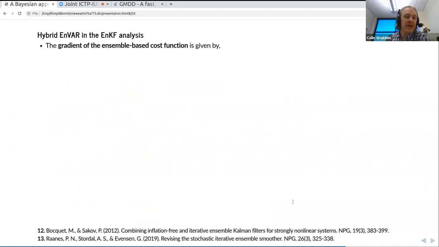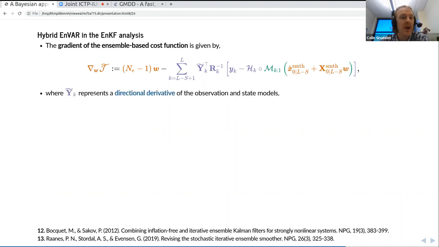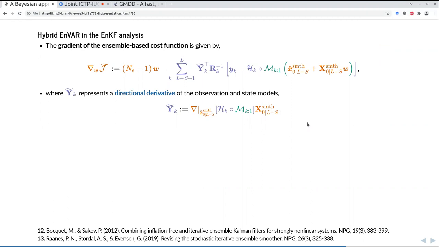So the gradients of the ensemble-based cost function is given. Now, if we just follow this through, it's roughly the same analysis, but the one major piece that's different is this y tilde. The y tilde represents a directional derivative of the observation and the state models. That is, we're defining this as the nabla with respect to the ensemble mean of the composition of the observation and the state models applied to the ensemble perturbations. So this is a directional derivative in the directions of the ensemble perturbations as well, evaluated at the ensemble mean. Again, using this sort of Gaussian perturbative linear approximation.